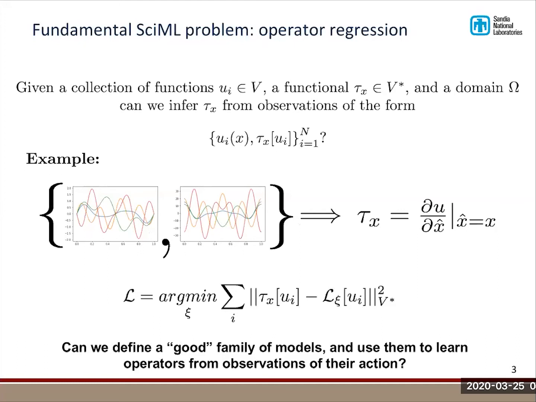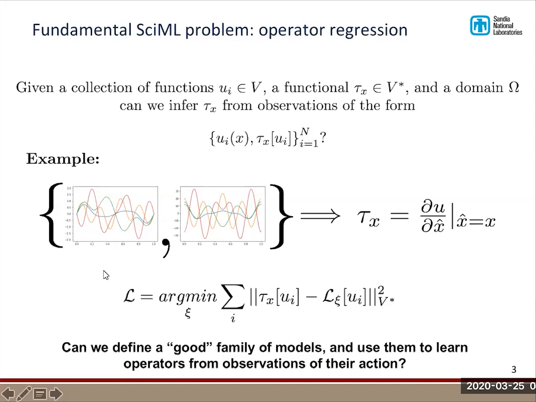So the fundamental problem for scientific machine learning is what we're calling operator regression. The way that works is you have a collection of functions, u, belonging to some Banach space V, and you have some functional tau belonging to the dual to that space. The idea is we want to infer what tau is from observations of how that operator acts on functions within that function space. So for example, you have a basket of functions, and then you get to see that the action of tau on those functions looks like this. And so you want to be able to say something like, that operator was a gradient.